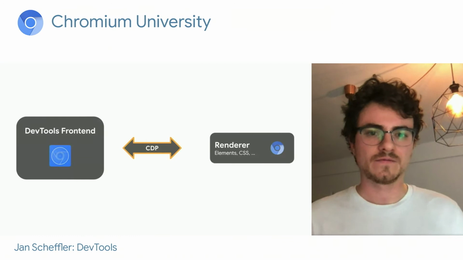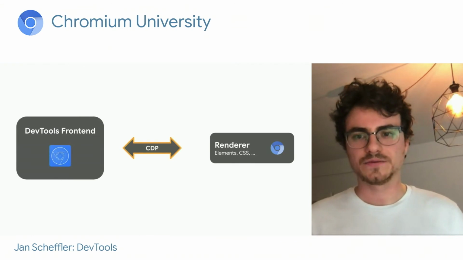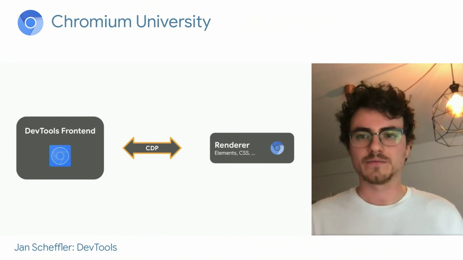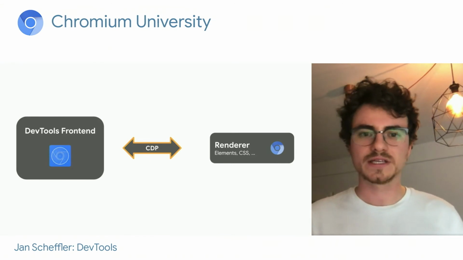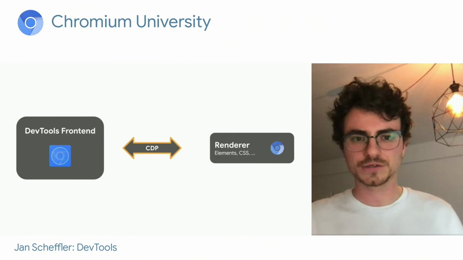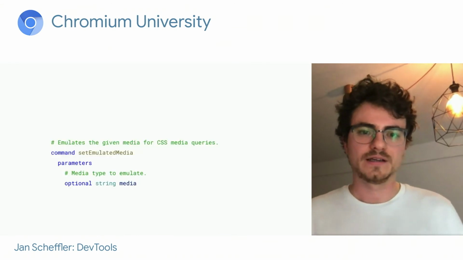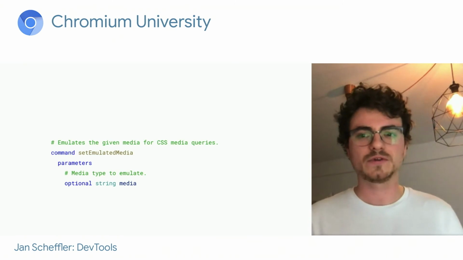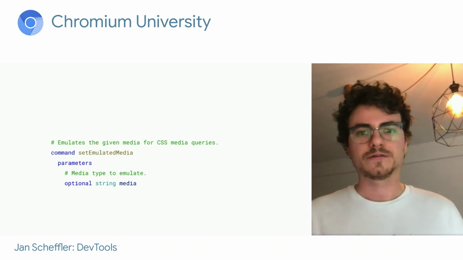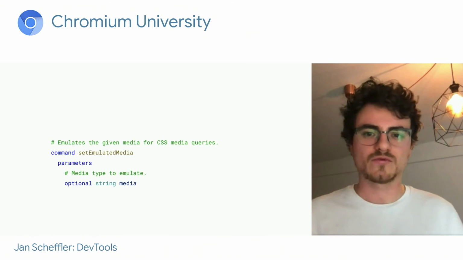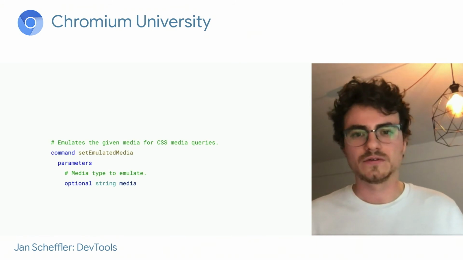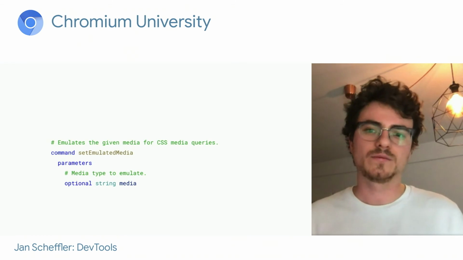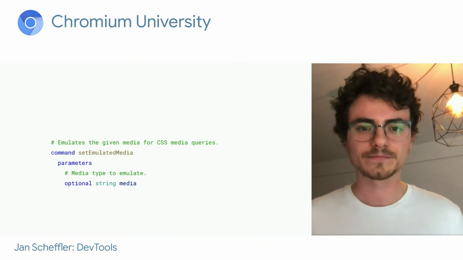The next step then would be to add something to the protocol itself. There's a big PDL file. I assume that's short for protocol definition language. And while browsing it, you will find an existing command called set emulate media. Currently it's used to switch between screen and print. So if you ever want to know what your website will look like when printed, that would be the CDP command we could use.